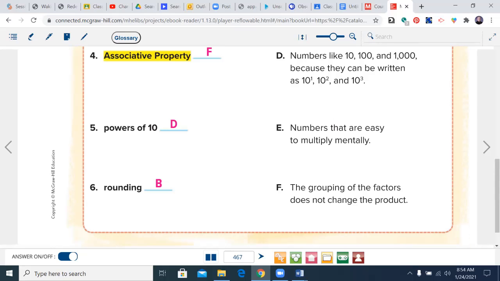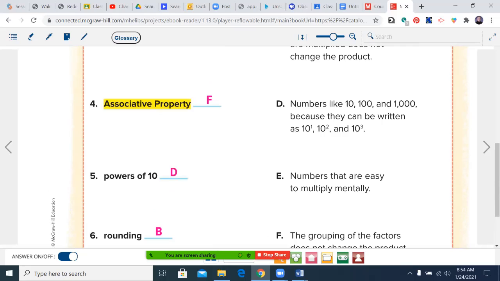Number 5, powers of 10, that's D. Numbers like 10, 100, and 1000, because they can be written as 10 to the first, 10 to the second, or 10 to the third. I will point out that sometimes you hear 10 to the second is 10 squared, 10 to the third is 10 cubed. What these really do is tell you with the exponent how many zeros.